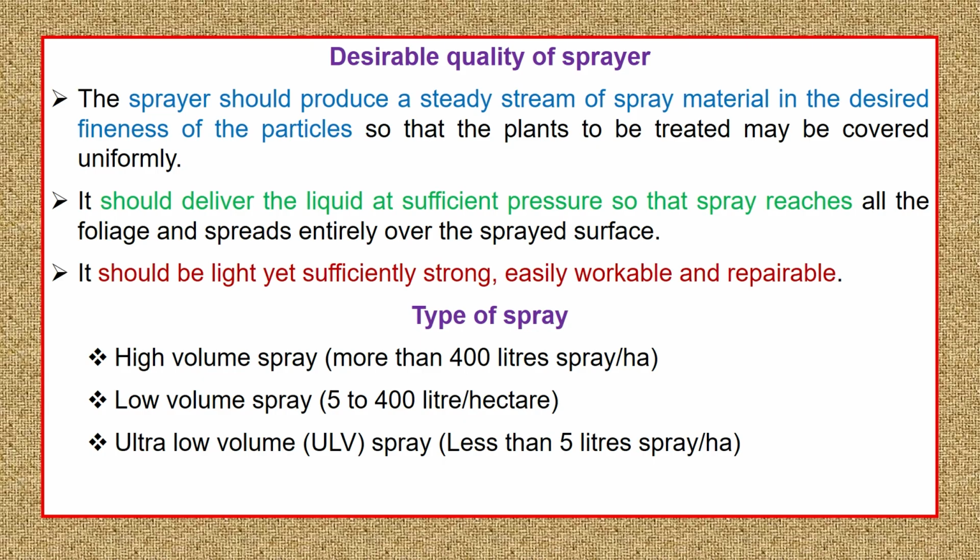Most highly concentrated chemical applications, for example nano urea spray and drone applications, come under ultra low volume, where the application of chemical per unit area is always less than 5 liters, sometimes less than 10 liters. Low volume spray will vary from 5 to 10 liters and above, up to 400 liters. So on the basis of the quantity of spray we apply, the type of spray may be high volume, low volume or ultra low volume.